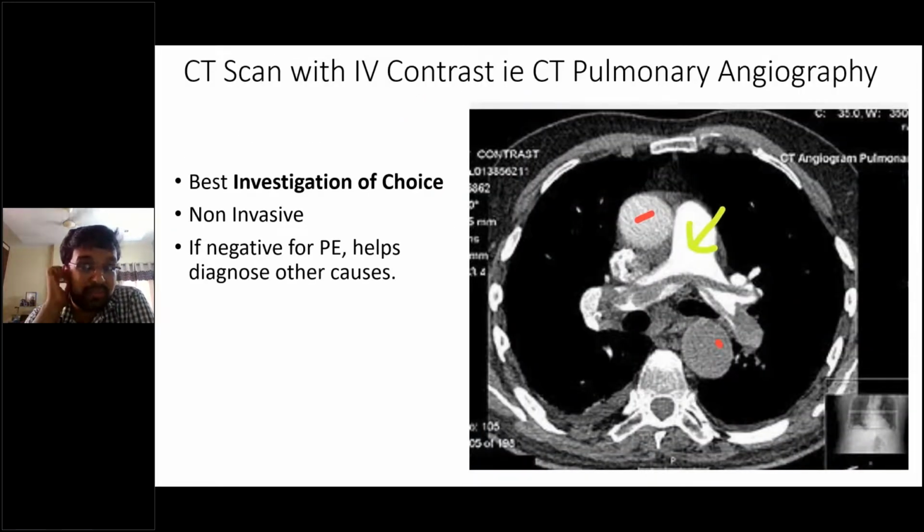Coming to the investigation of choice. So the investigation of choice is a contrast enhanced CT scan, that is the CT pulmonary angiography. Basically, it's a non-invasive and a very good investigation. And if it is negative for pulmonary embolism, it will anyway help you diagnose other causes of the breathlessness the patient is having. So the patient is presenting with an unexplained breathlessness, you do a CT scan. If they can see the embolus, well and good. If not, it will help you diagnose other causes. So एक बार ये भी देखने की कोशिश करते हैं उसमें क्या दिख रहा है.